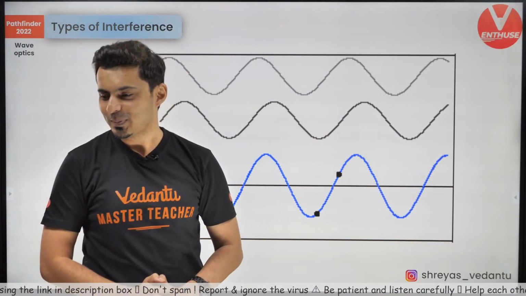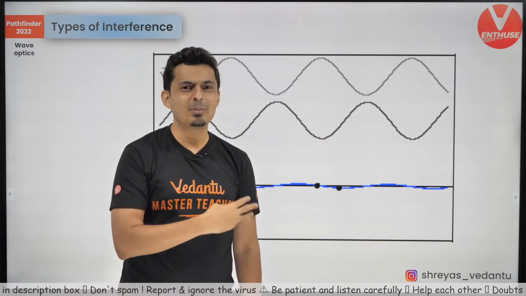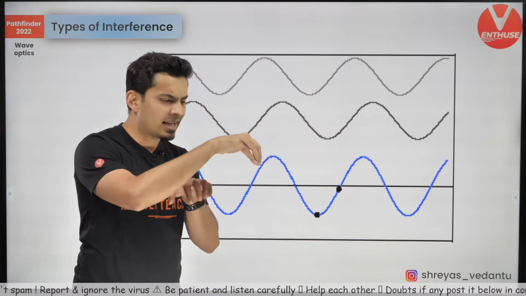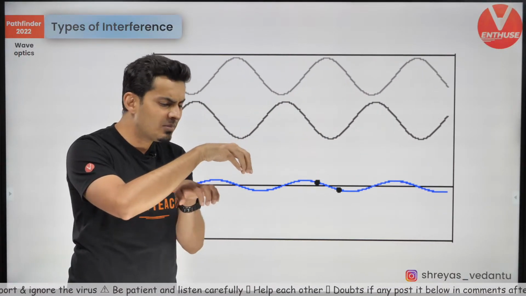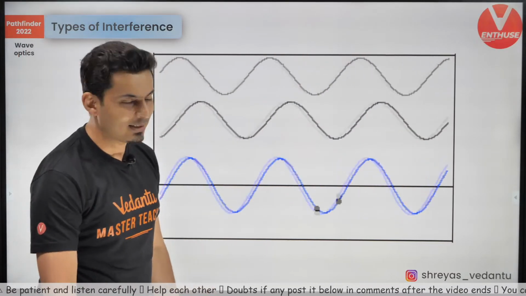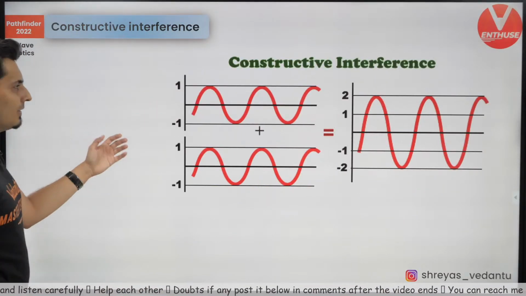Is that understood? Similarly, the third type is when you have a crest, but the second wave's crest is not there, the trough is not there, it's something in between. Something between the crest and trough. That is called intermediate interference. And let's see that over here.